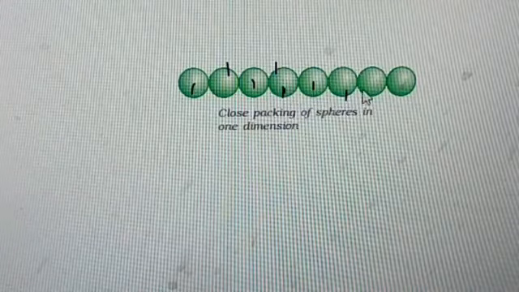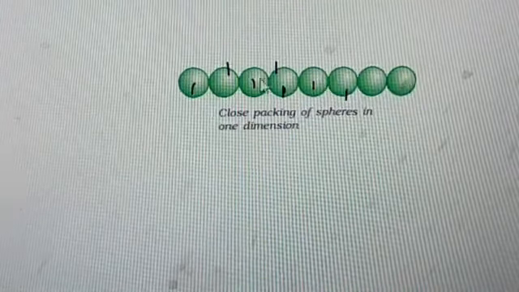So each and every one which is present in this arrangement is surrounded by 2 constituent particles. As it is surrounded by 2 of its neighbors, we can call the number of nearest neighbors of a particle the coordination number. So how many neighbor atoms are there? That particular number is nothing but its coordination number.